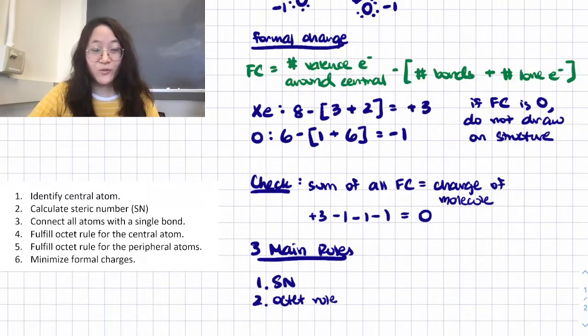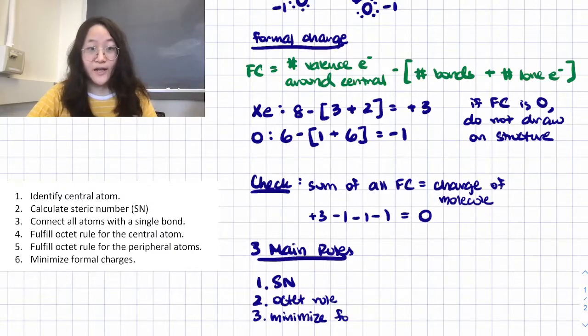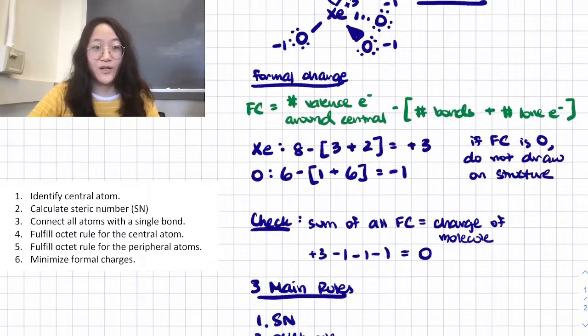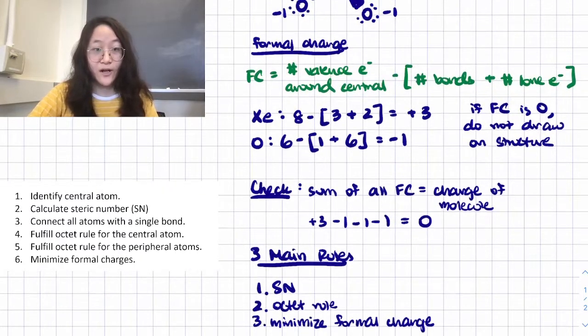Finally, we minimize formal charges. And so in this situation, what's happened is that if we were to change any of the bonds and change, in essence, the formal charges of the molecules and atoms, we would have had to violate the octet rule or steric number. And so in this case, we know that our formal charges have already been minimized because we are fulfilling steric number and octet rule, and changing anything would change them.